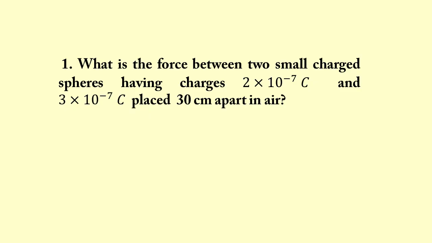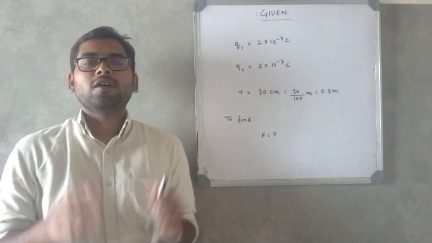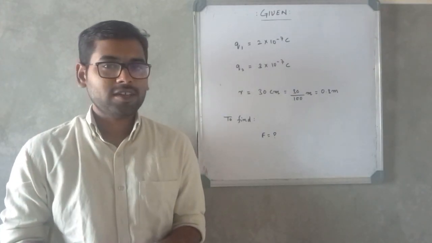Okay guys, let us begin with question number 1. What is the force between two small charged pairs having charges 2 into 10 raised to minus 7 coulomb and 3 into 10 raised to minus 7 coulomb placed 30 centimeter apart in air? Guys, first let us see what is given and what is asked.